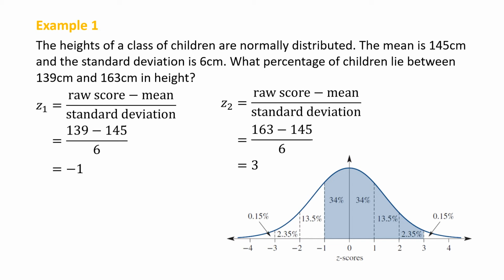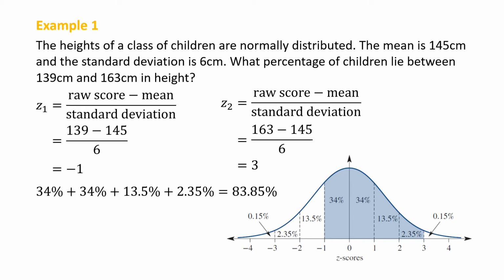So what percentage is that? Well, I'm just going to add those numbers together. So we've got two lots of 34, a 13.5 and a 2.35. Adding those together, we get 83.85%. Right, so that shaded area is 83.85% of all of our scores.